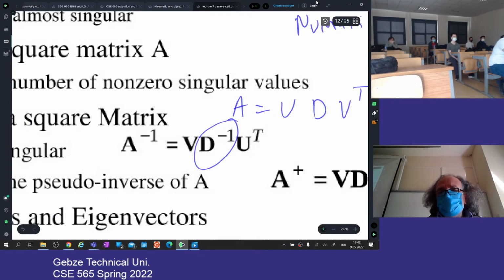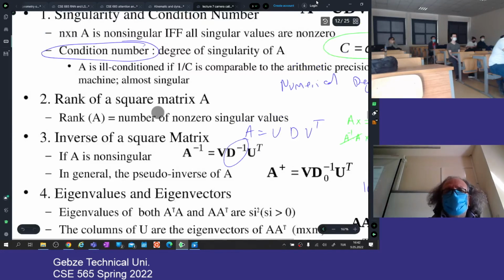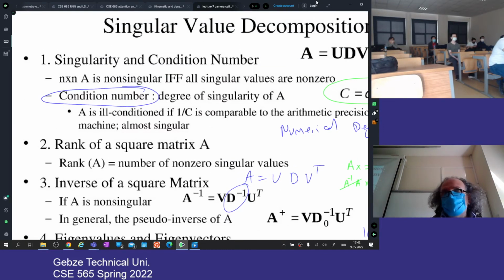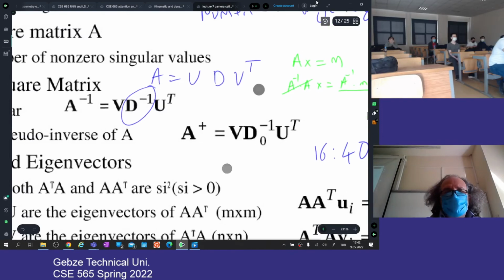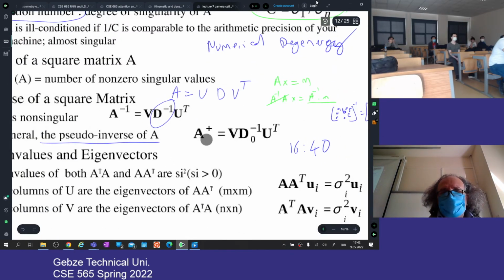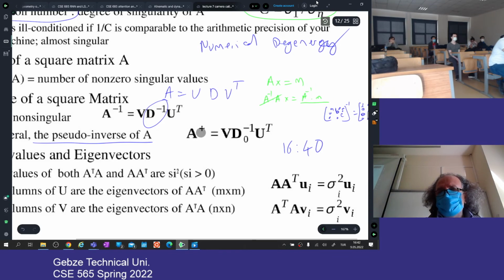Of course, taking the inverse means that your matrix has to be full rank, or it shouldn't be a singular matrix, because you are going to take 1 over the singular value. If the singular value is 0, then you are in trouble. For that case, I have the pseudo inverse of A, which is shown as A plus.